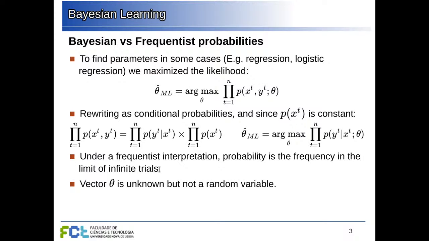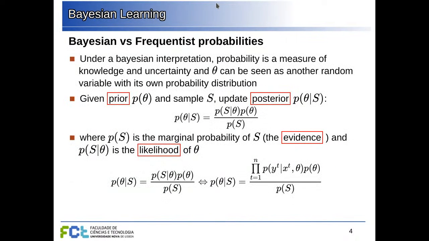In that, probability is the frequency of some random event in the limit when we do infinite trials. So since the parameters are not random variables, they are values that we are changing, and the best parameters is just some value, that set of values that we're trying to find. So these are just additional parameters that we're putting there, but they do not count in the probabilities.